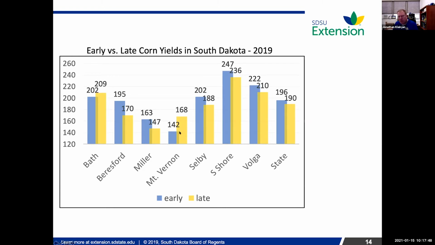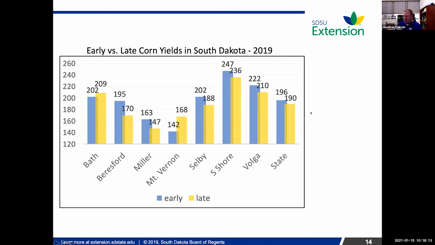At Mount Vernon, we had some green snap go through, so it really hurt the early hybrids. It just happened to come through, or I'm sorry, a windstorm that caused some green snap. It went through and it really affected the early corn hybrids more so than the late. It was just at the wrong growth stage. But other than that, the early corn did substantially better throughout the state.